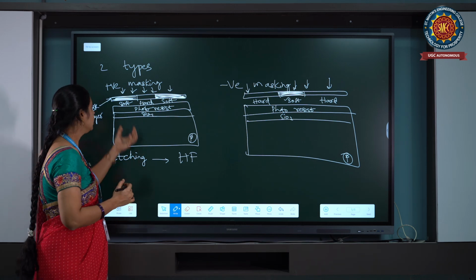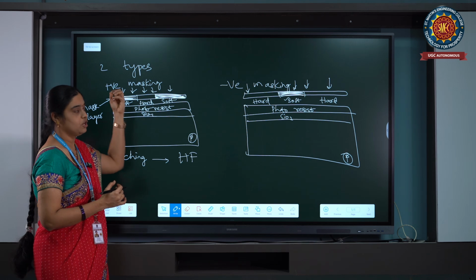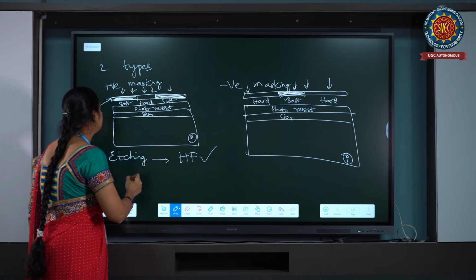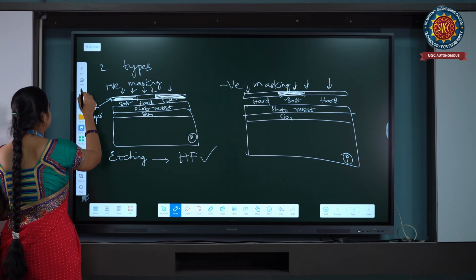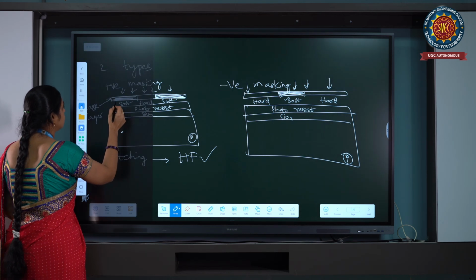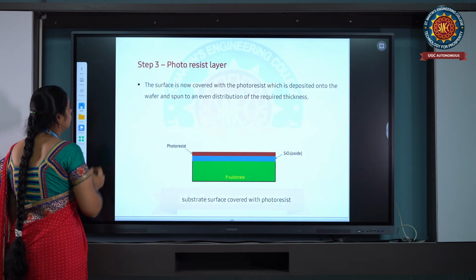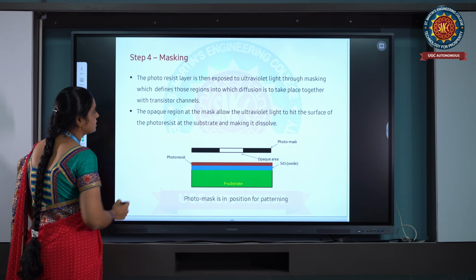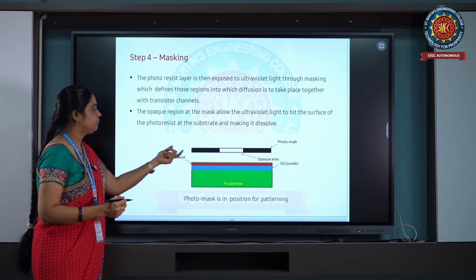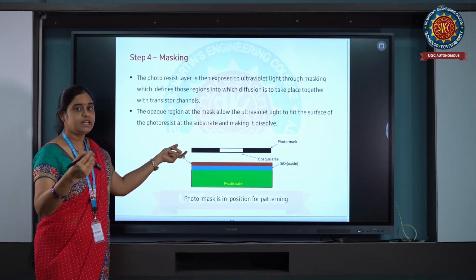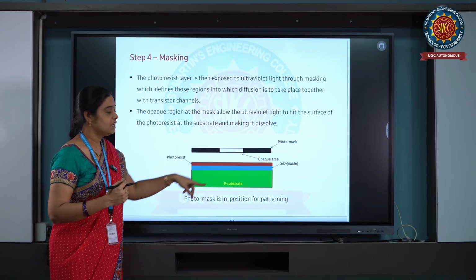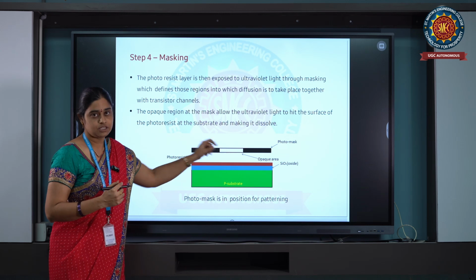So finally, we can follow either positive masking or negative masking. Here I am discussing positive masking. Let us see the next process using positive masking. So we can see here we have placed the photoresist layer and the next step is masking. See here we have placed a positive mask. Earlier I discussed two different types of masking. Here we are using a positive mask, and this is the opaque area or the transparent region.